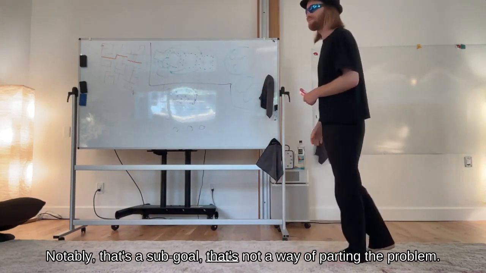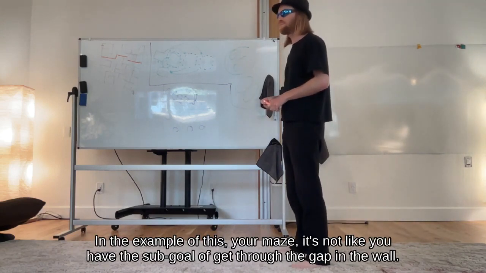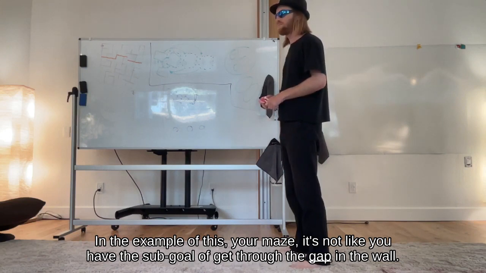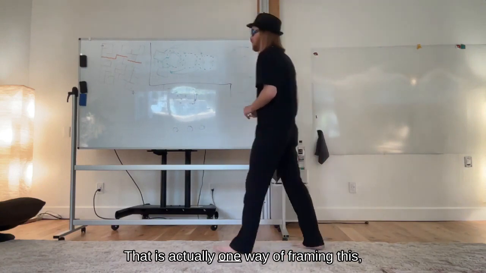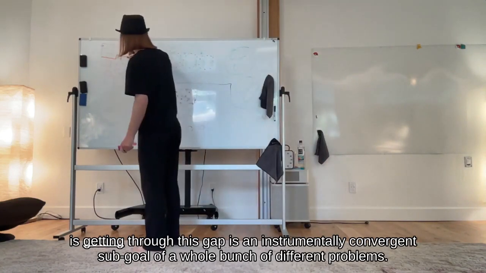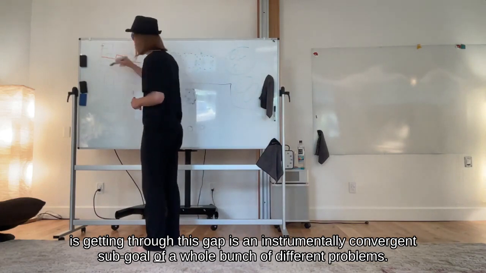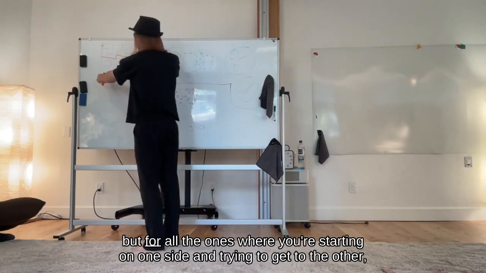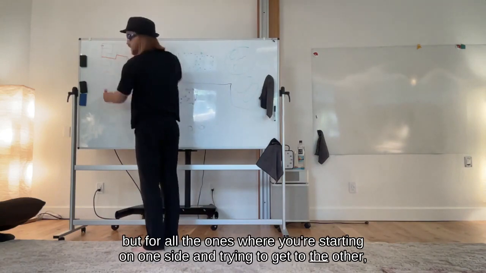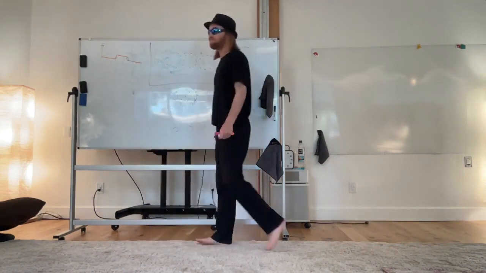That's like a thing that's not a way of parsing the problem. Correct. The example of this, your maze, it's not like you have the sub goal of get through the gap in the wall. That is actually one way of framing this: getting through this gap is an instrumentally convergent sub goal of a whole bunch of different problems. Not necessarily the ones where you're on one side, but for all the ones where you're starting on one side and trying to get to the other, instrumentally convergent sub goals to go through that gap. Okay.